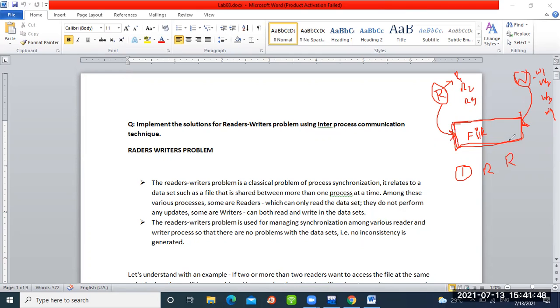Okay, this is correct. I can allow 2 readers, because all the readers, what are they doing? They will only read the data. They are not going to update. So at any instant of time, 2 readers are allowed.